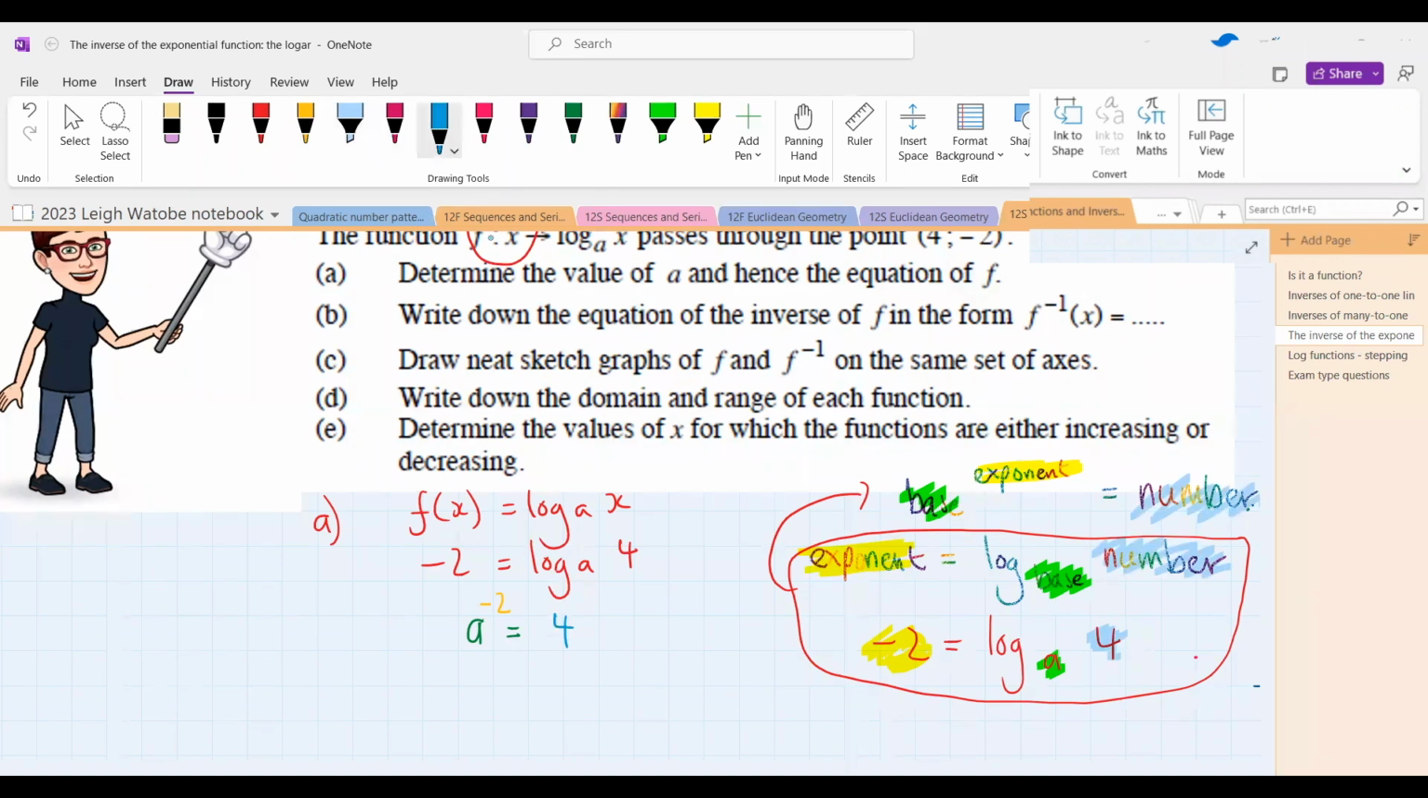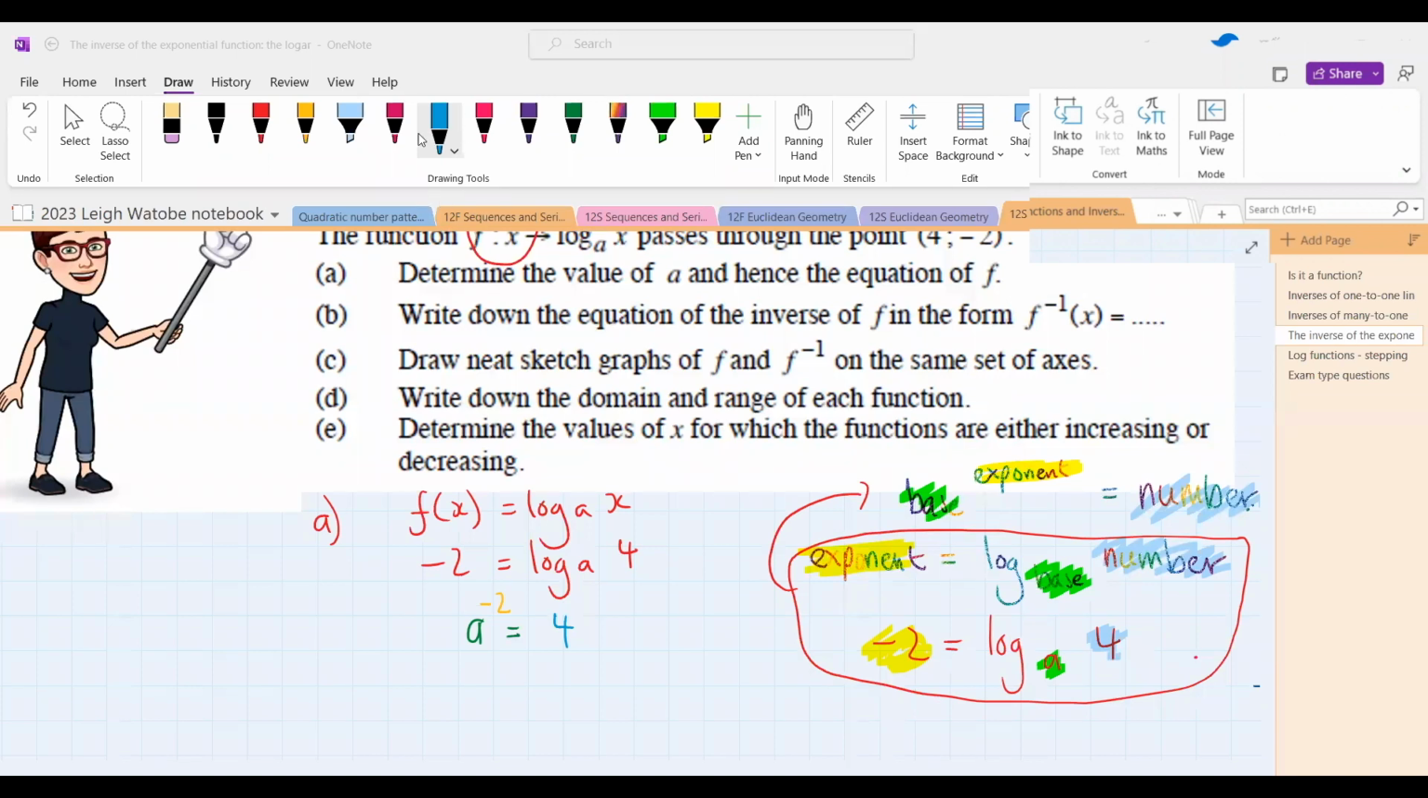What I've tried to do there is color coordinate it for you. The base is in green, the exponent in yellow, and the number in blue. Everybody happy with that? Hopefully that makes a little bit more sense.